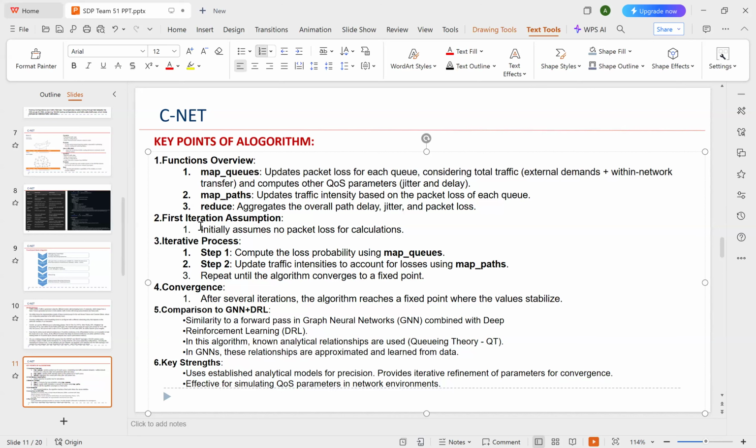Our first iteration initially assumes no packet loss for the calculations. We have assumed it for zero iterations. As we always know, the iterations start from zero, and then it goes till the edges and the nodes are covered. So in the initial phase, we have assumed that there is no packet loss. After that, we have increased our training models and the efficiency of the model.